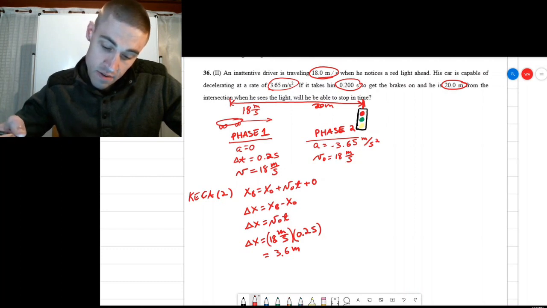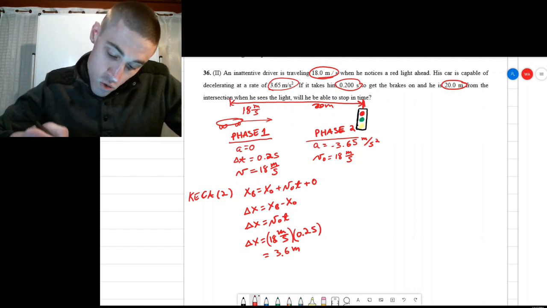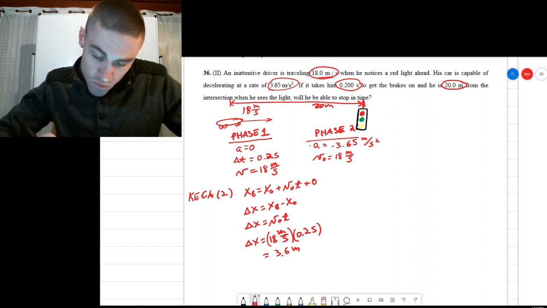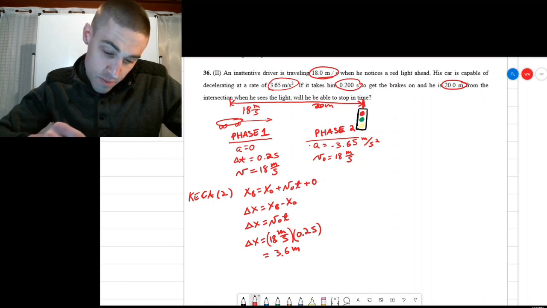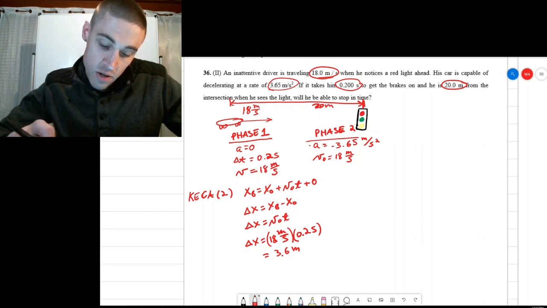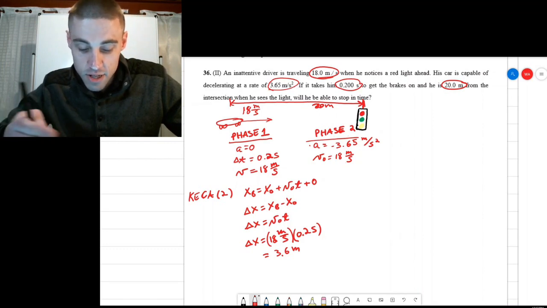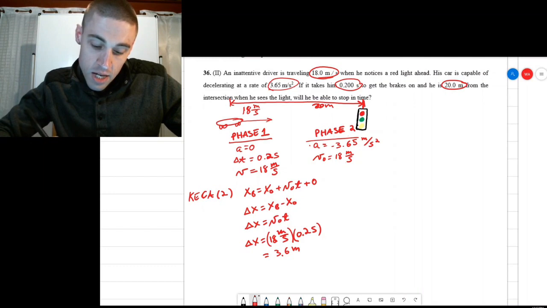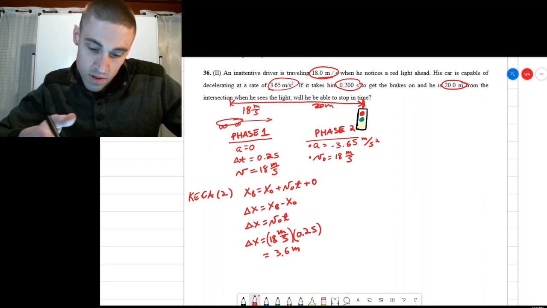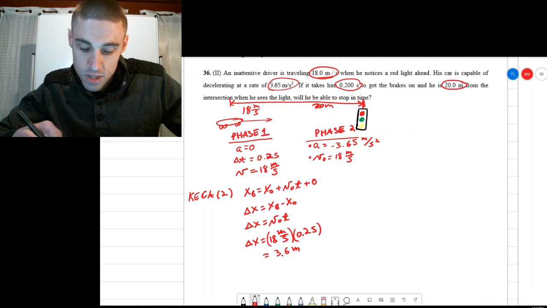Now what happens in phase 2? Well, in phase 2, the problem says that he can decelerate at a rate of 3.65 meters per second squared. So that means he has a negative acceleration. He's traveling more slowly over time. And his initial velocity is now 18 meters per second. He's going to travel a certain distance until he comes to a stop.